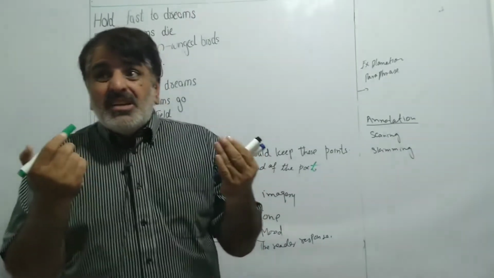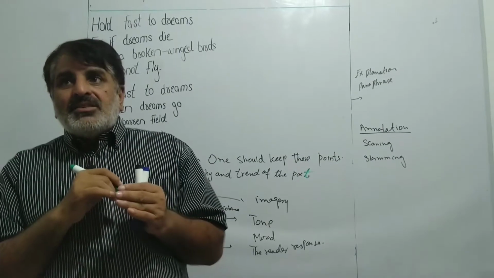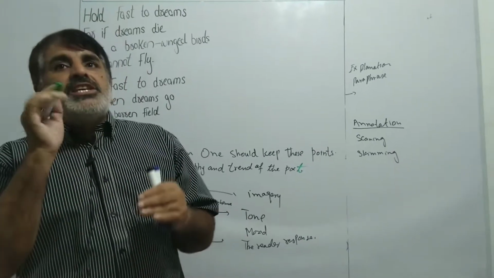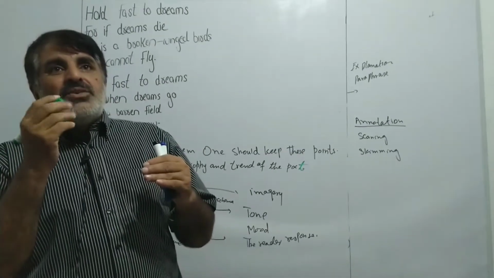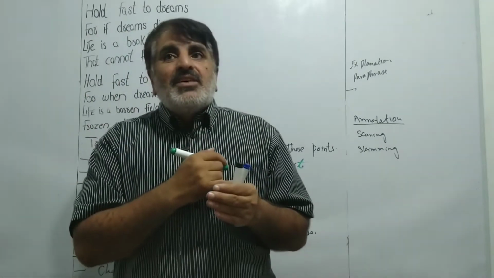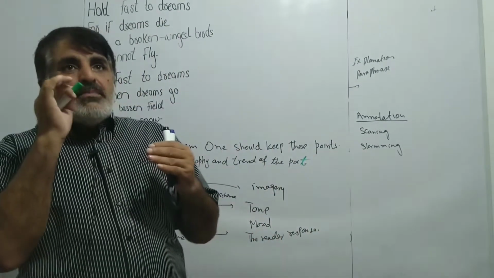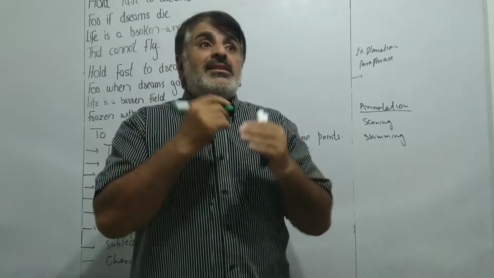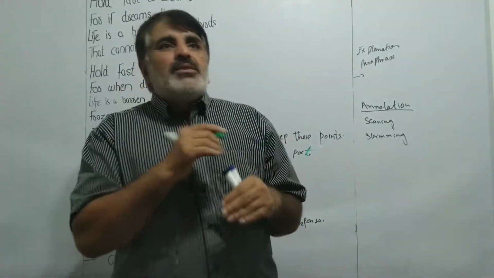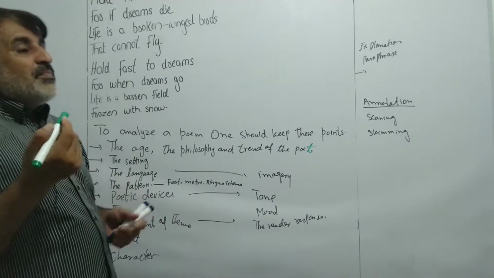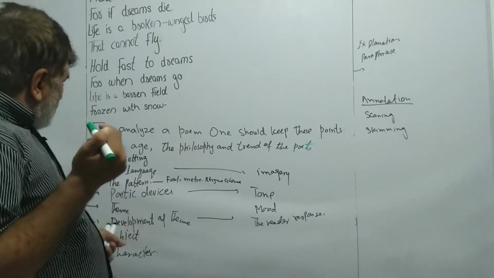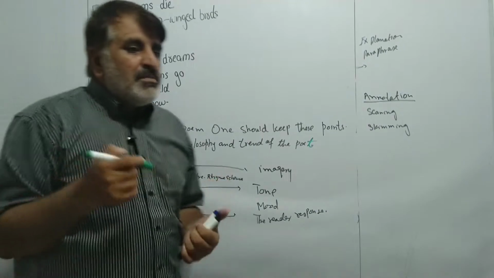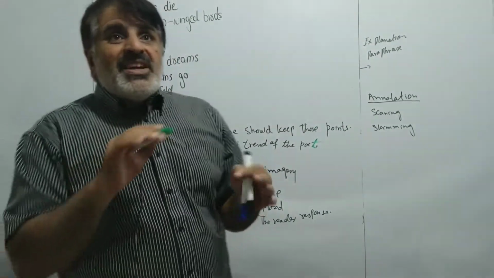Theme is just like a chain. This is the main important point for which the poet has composed the particular piece of literature or poem. So this is very important. You should know about theme, maybe in prose, and the development of theme. How to develop theme? The development of theme varies from poet to poet.